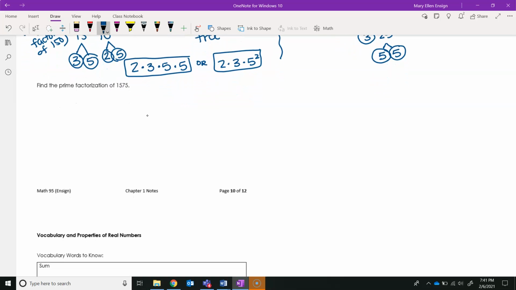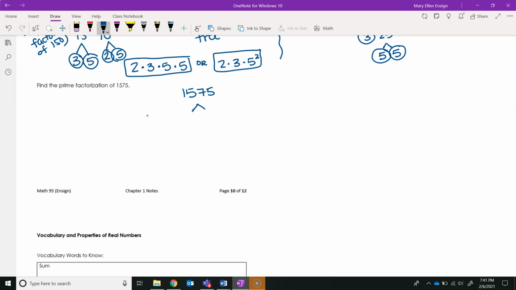Okay, so let's try prime factorization of 1,575. I, off the top of my head, do not know factors of 1,575. But I don't need all of them in this case. I just need a starting point, right? So I am going to say, well, because it ends in 5, I know it's divisible by 5. So I'm going to start like that. You don't have to. You could try other numbers until you found something that is divisible into that.